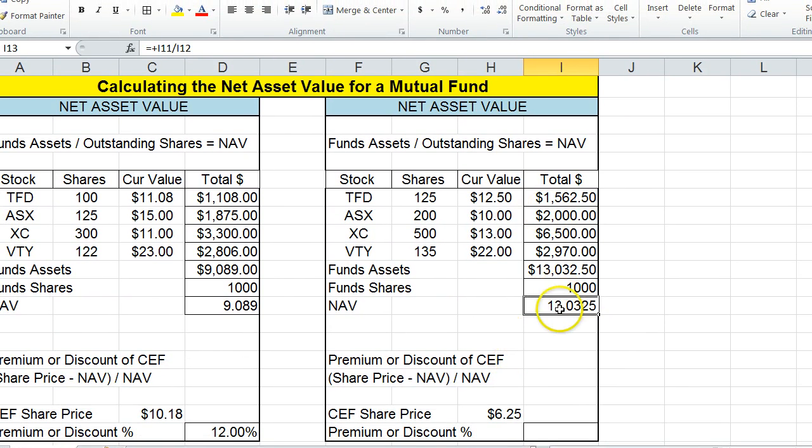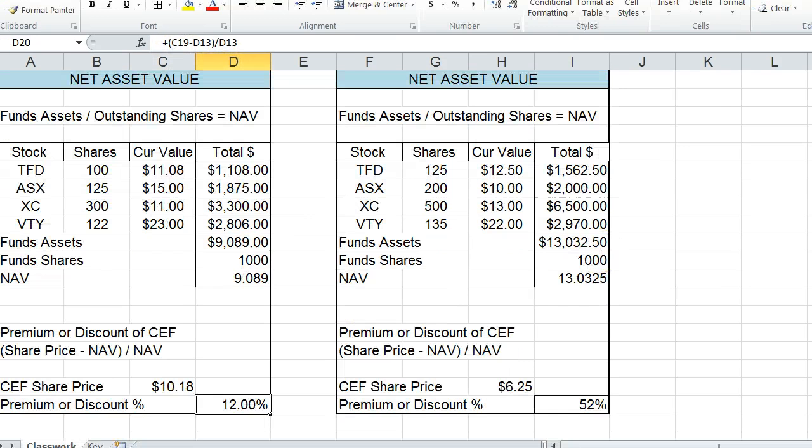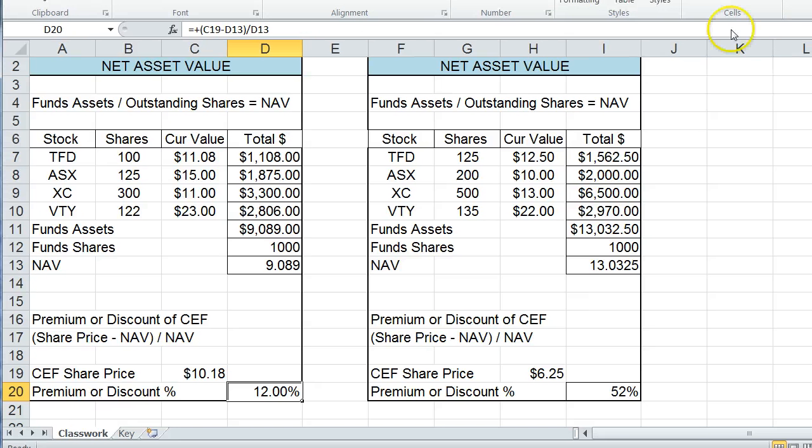Now, this is the net asset value if it was an open-ended mutual fund, but let's say it's a closed-ended mutual fund with a share price of $6.29. So already we know it's going to trade at a discount, but let's find out how much of a discount it's going to trade at. So if we remember the formula, let me just rescale that so you have the letters and the numbers before I put the formula in. Okay, so if we look at this formula, C19 minus D13 divided by D13. So that's closed-ended share price minus net asset value divided by net asset value.